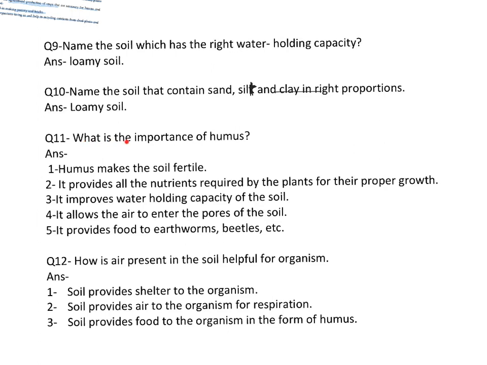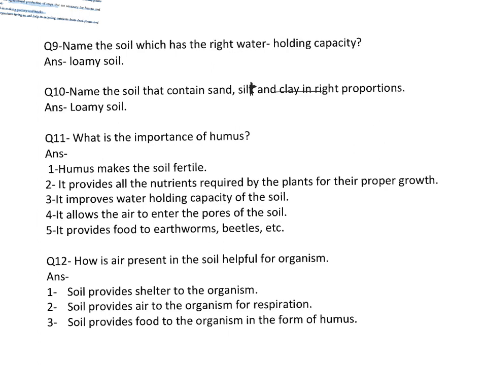Next question, what is the importance of humus? And the answer to this question is humus makes the soil fertile, as you all know. It provides all the nutrients required by the plants for their proper growth. Next, it improves water holding capacity of the soil. Next, it allows the air to enter the pores of the soil. And the final one, it provides food to earthworms, beetles, etc.